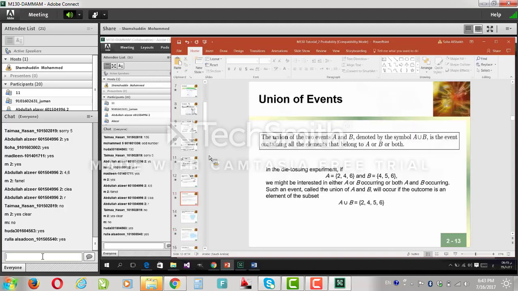The third operation that we can do on events A, B, C is what we call the union. The union of A, B, C.